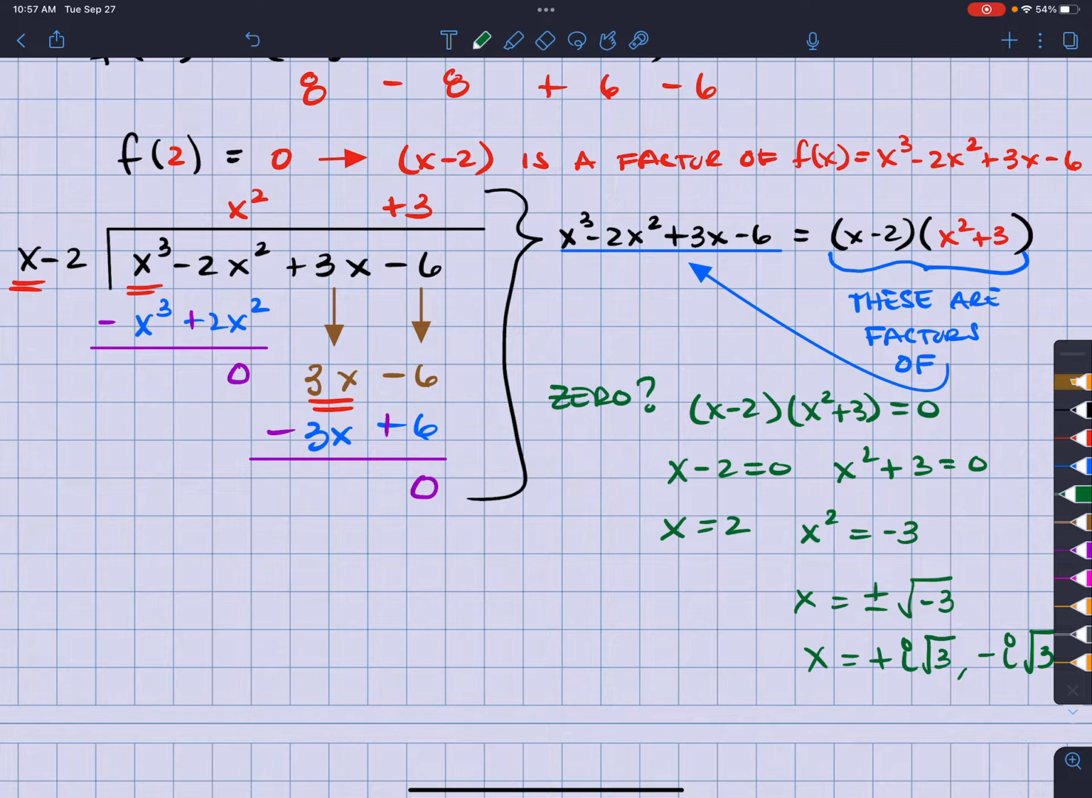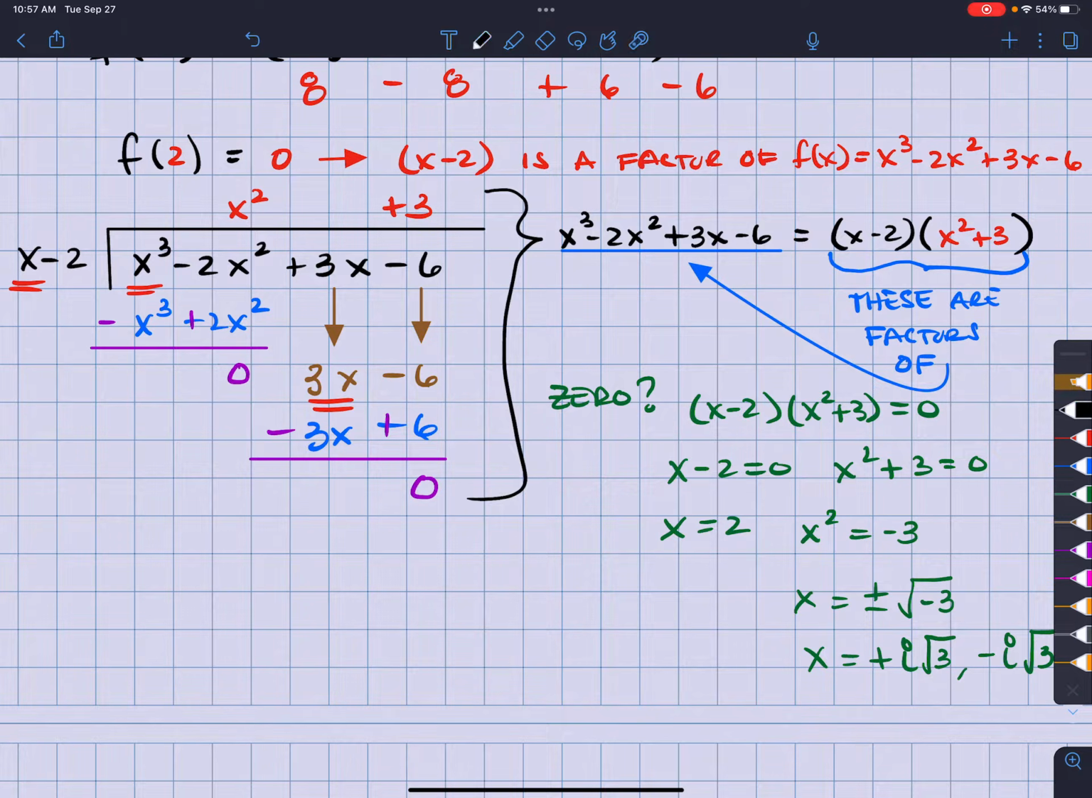Okay, so look at how many zeros I have. I got 1, 2, 3. But I should already know that I have 3 zeros. Why? Because the power here, the degree, is 3, right?